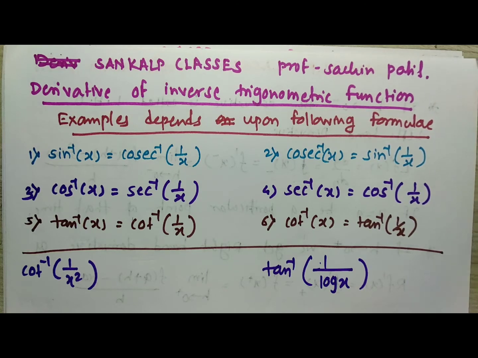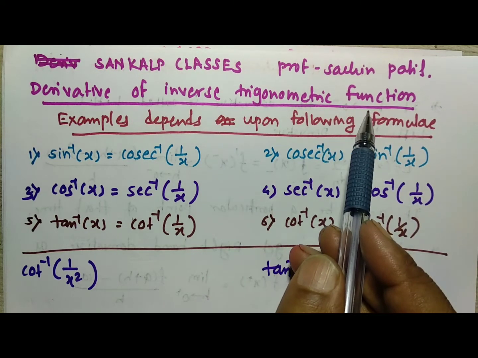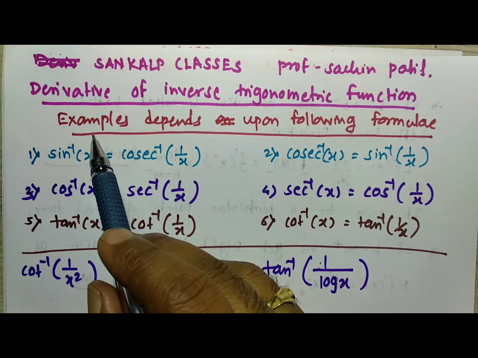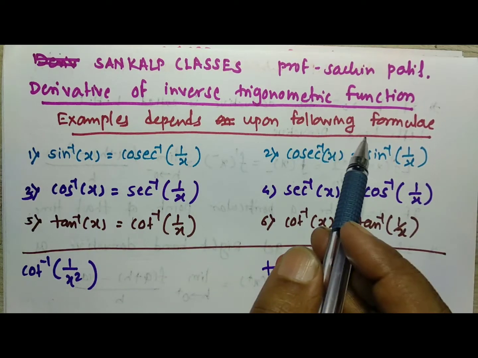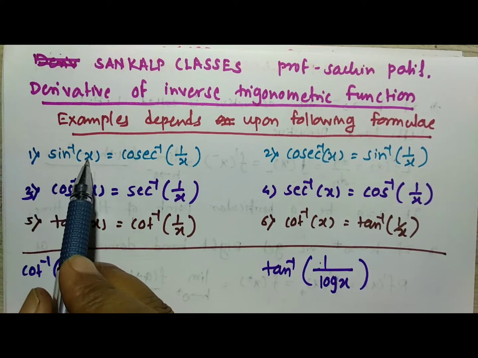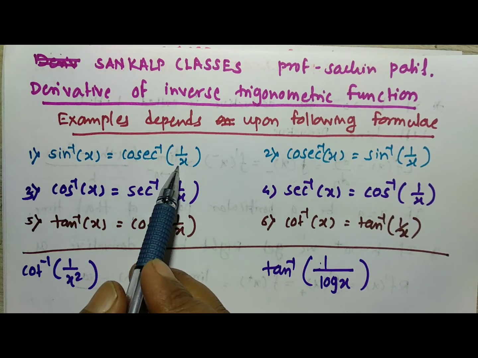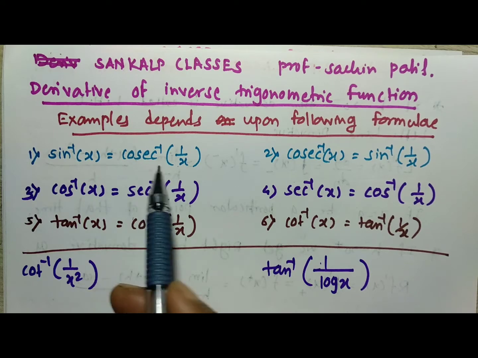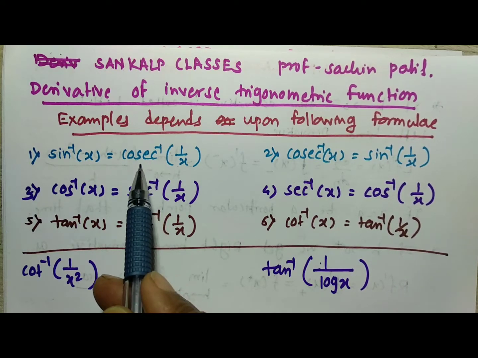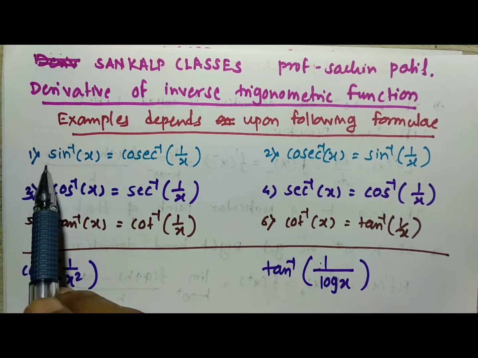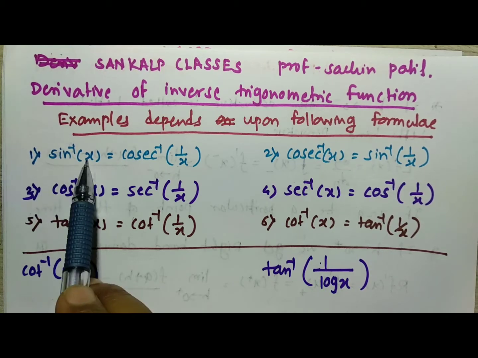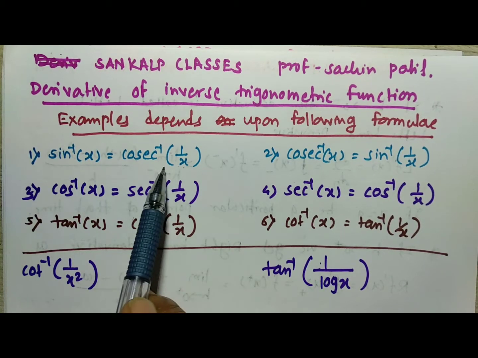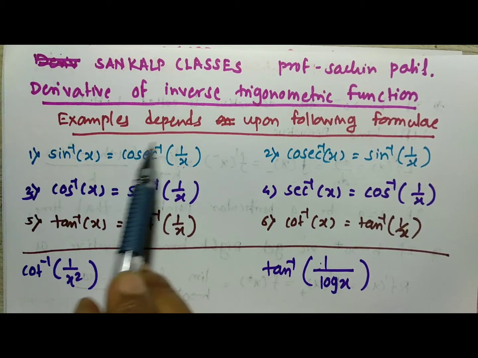Right now we are going with the derivative of inverse trigonometric functions, and the examples depend upon the following formulas. That means sin inverse x is equal to cosec inverse 1 divided by x. We have to think about that in a different way. You can perform it in this way, because we have to convert this formula inside this formula, and you want to find out the derivative of that one.